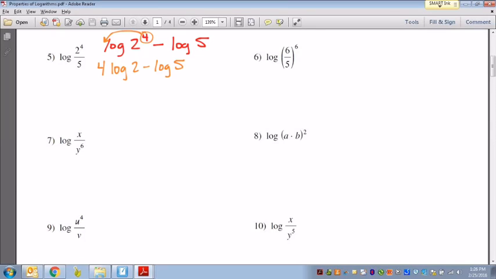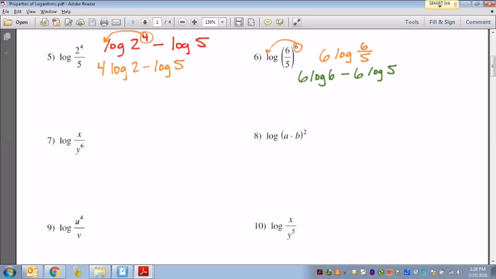Okay, so for number 6, notice how the exponent applies to both the 6 and the 5. So my first step here is to move the 6 in front of the logarithm. So it's 6 log of 6/5. And then if I'm dividing, again, I'm going to separate them into 2 logarithms and subtract. So it's going to be 6 log 6 minus 6 log 5, because the 6, the exponent that we moved earlier, applies to both logarithms. So we have to make sure it applies to both.